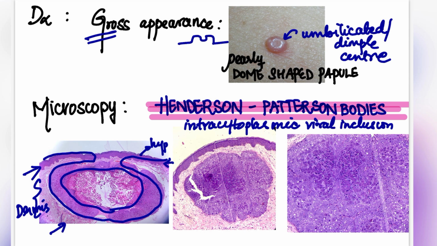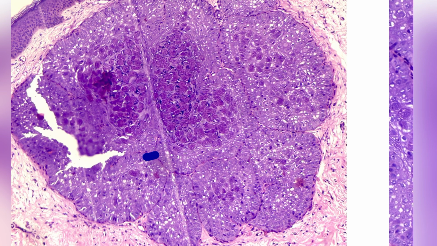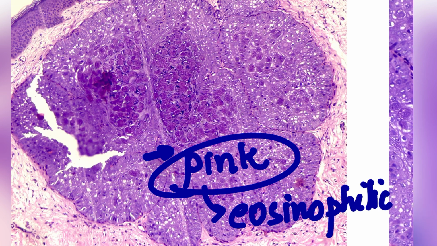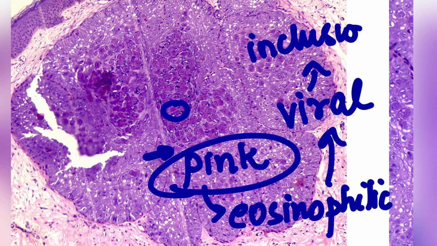This is the same condition again but in another patient. If you see, there are numerous eosinophilic inclusions. As you can see, all of these are pink. This is pink in H&E. Pink is eosin, so it is eosinophilic. And since this is a viral condition, and since it is inside the cell, it is known as an inclusion. So it's an eosinophilic viral intracytoplasmic inclusion.